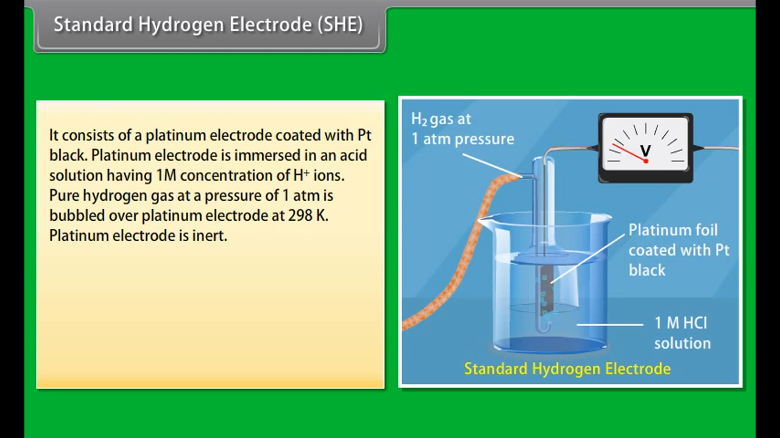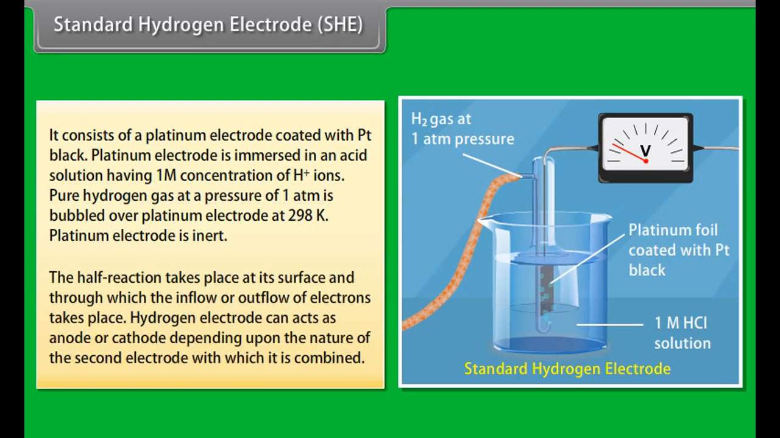Platinum electrode is immersed in an acid solution having 1 M concentration of hydrogen ion. Pure hydrogen gas at a pressure of 1 atm is bubbled over platinum electrode at 298 Kelvin. Platinum electrode is inert. The half reaction takes place at its surface and through which the inflow or outflow of electrons takes place.